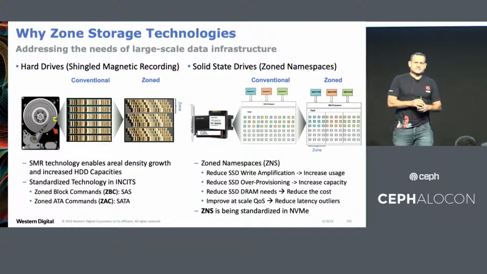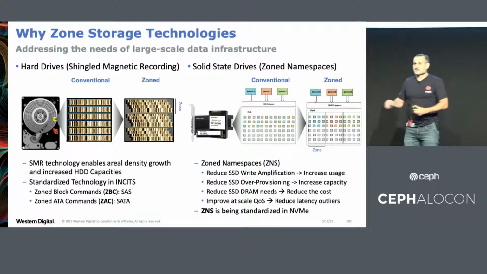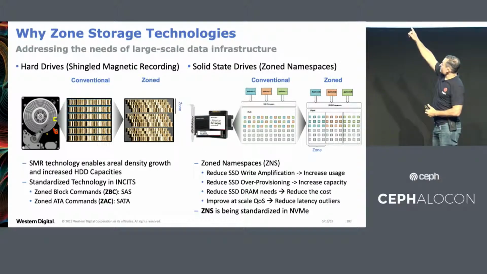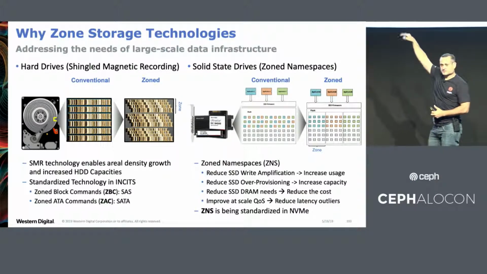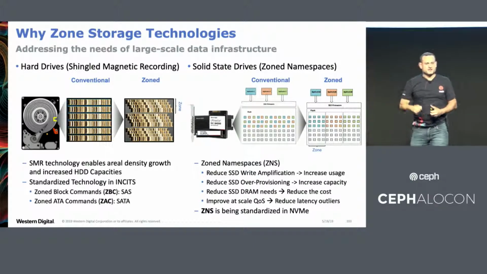And the characteristic of shingled magnetic recording is that instead of writing each one of the tracks, the circular concentric tracks on a hard disk drive, independently, you overlap the tracks. By overlapping, you pack the data tightly together.